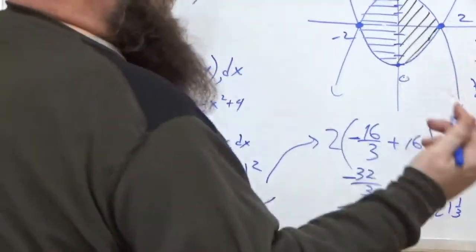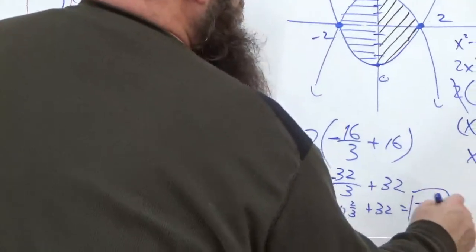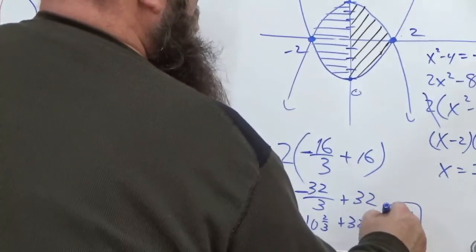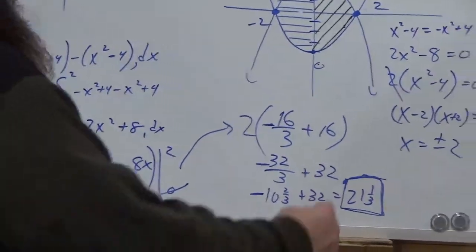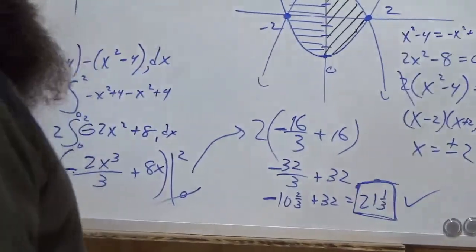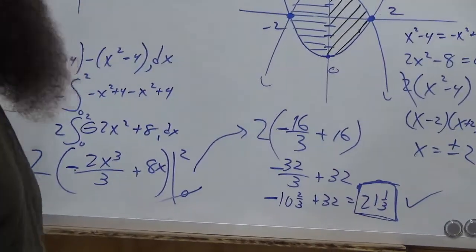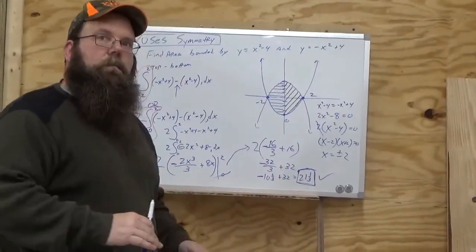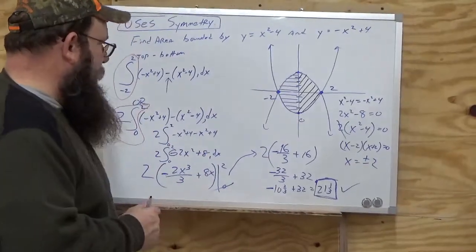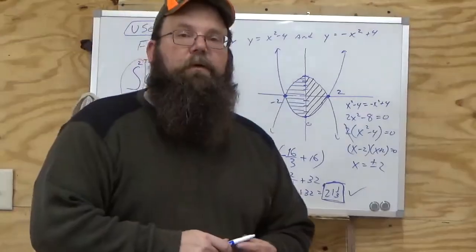2 mistakes and 1 problem. I'm just really nervous being on camera, you know. 21 and a third checks out. It's what I had earlier. So, I apologize for those 2 mistakes, but there we go. Find the area between 2 curves.